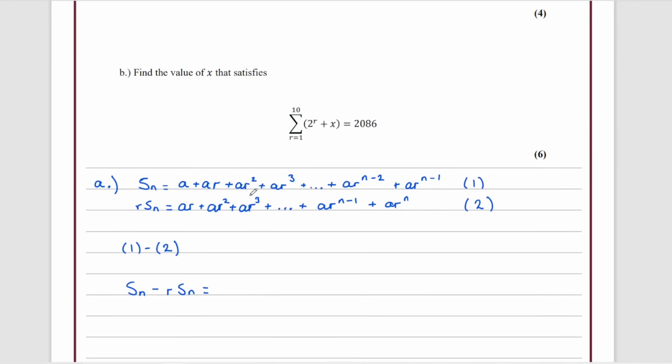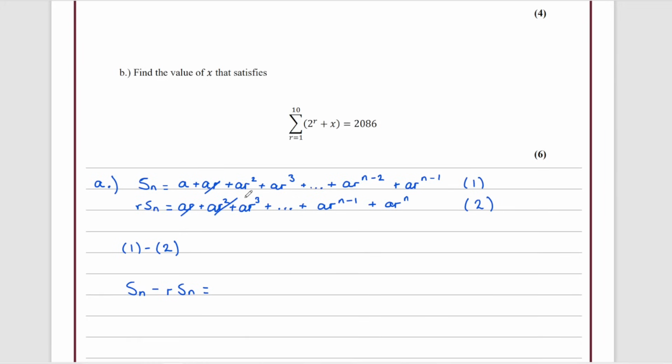Now, in terms of the terms, if that makes sense, I've got AR plus AR squared plus AR cubed, and so on and so on. I've got AR plus AR squared plus AR cubed, and you might even spot what's going to happen here. I can't subtract A from this one, because we don't have any A's within this series, or equation 2. However, we do have an AR here and an AR here, so they'll cancel.